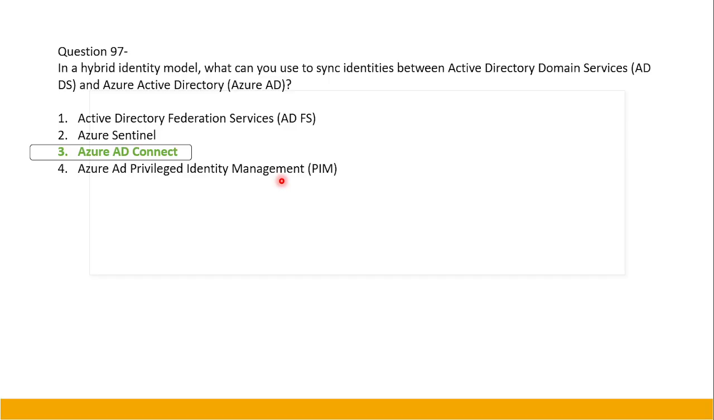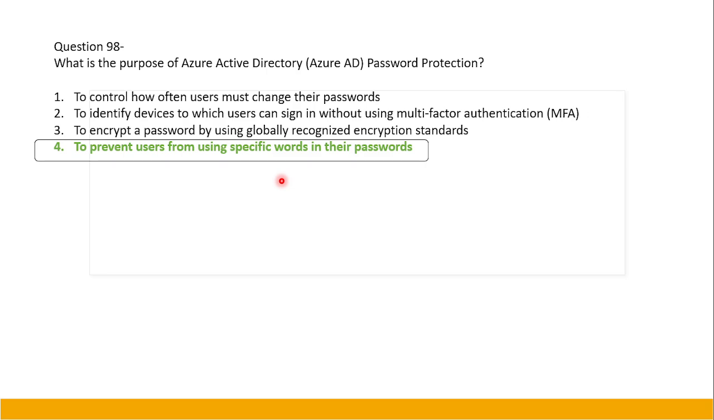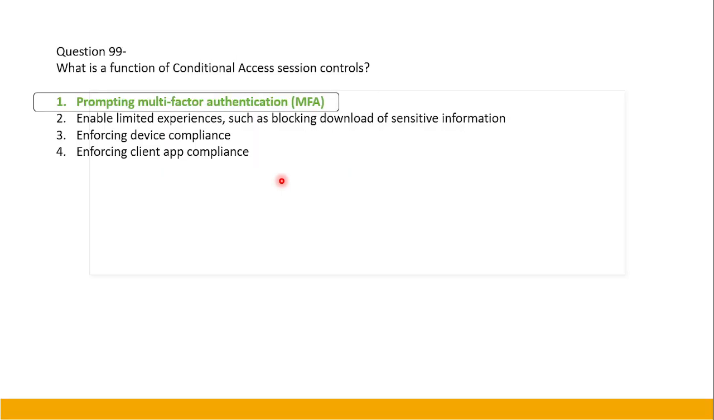Question number 97. In a hybrid identity model, what can you use to sync identities between Active Directory Domain Services and Azure Active Directory? The correct option is Azure AD Connect. Question 98. What is the purpose of Azure Active Directory password protection? The correct option here is option 4, to prevent users from using specific words in their password. Question 99. What is the function of conditional access session control? The correct option is prompting multi-factor authentication.